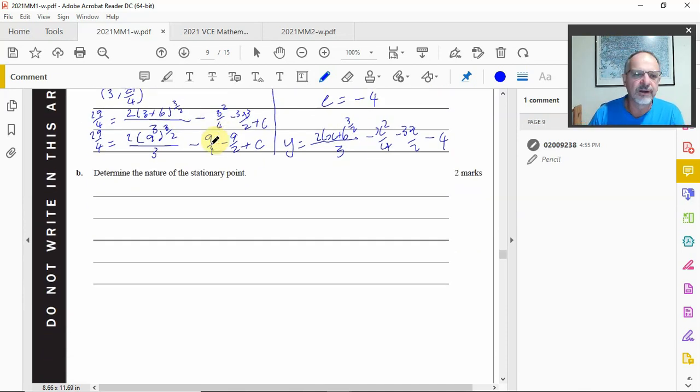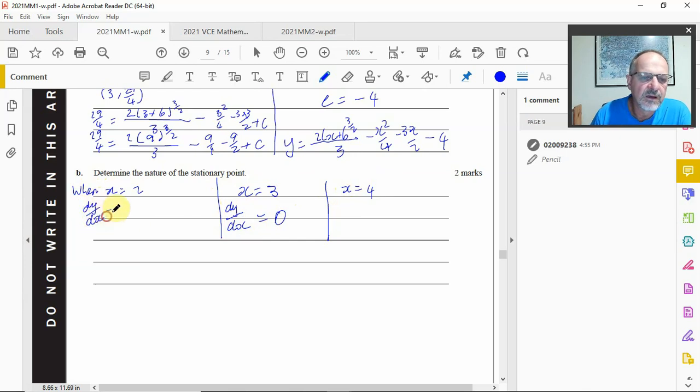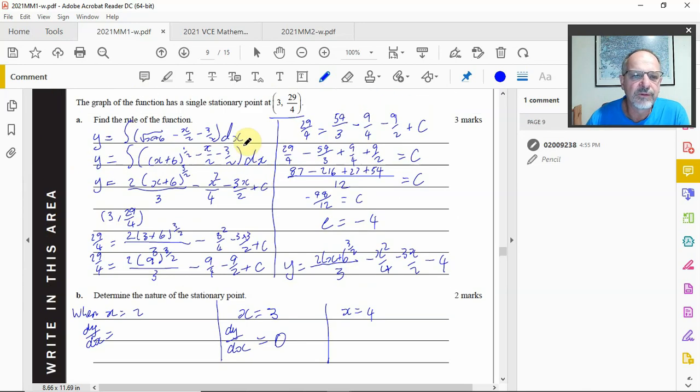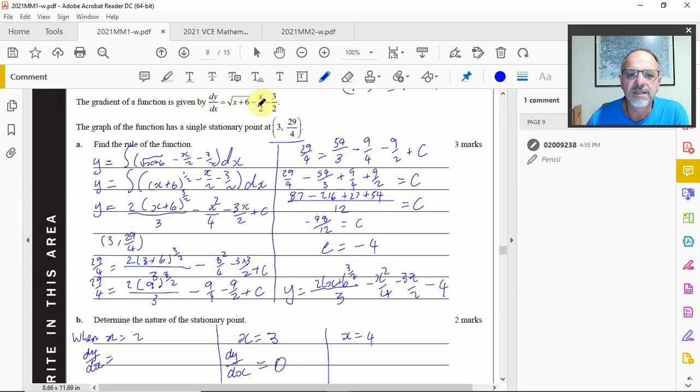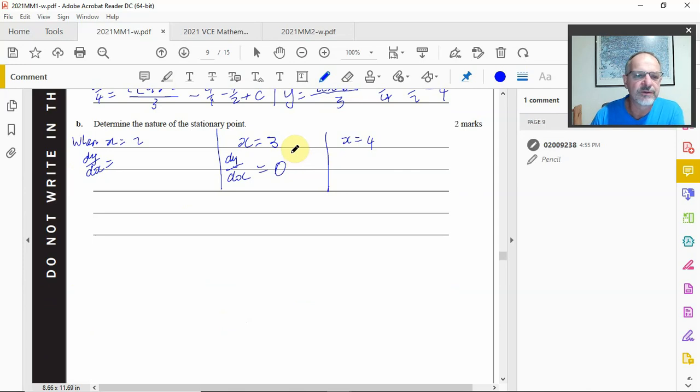So what we know here is when x equals 2, when x equals 3, I know that dy/dx is 0 for this one because that's where our stationary point is, and when x equals 4. So let's have a look. What is dy/dx? Remember it's that root stuff here. So x plus 6, so it's the square root of 2 plus 6.